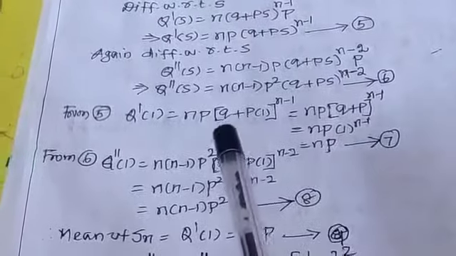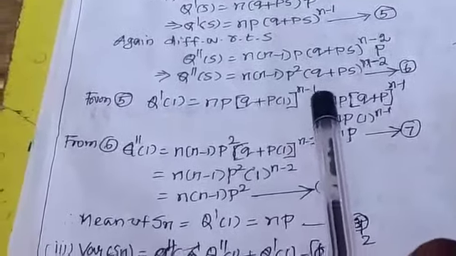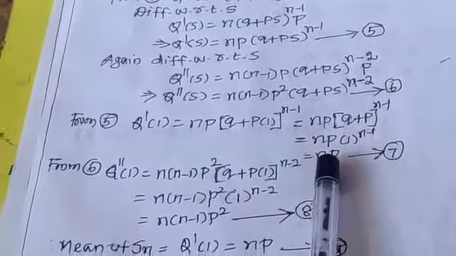From equation 5, we find Q dash of 1 by replacing s by 1. Therefore this term is q plus p, and p plus q equal to 1. Therefore np times 1 power n, so Q dash of 1 equal to np.